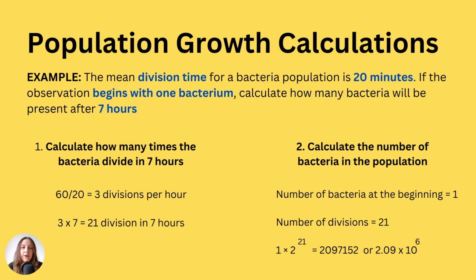We then need to calculate the number of bacteria in the population. So we use the number of bacteria at the beginning, which is just 1, and the number of divisions, which is 21 in 7 hours. And we put this into a calculation of 1 times 2 to the power of 21, and we get an answer of 2.09 times 10 to the power of 6. So you can see just from one bacterium, it will divide 21 times within 7 hours, and you'll get a colony of 2.09 times 10 to the power of 6. So it's exponential growth. It will divide and divide and divide very, very rapidly indeed.